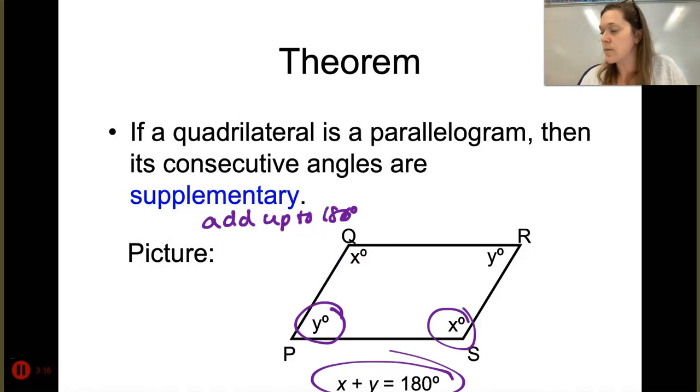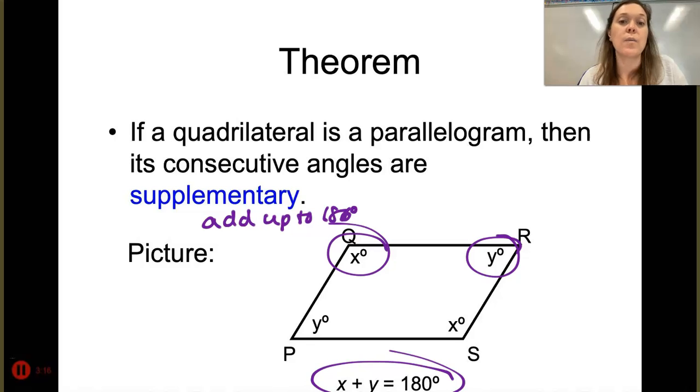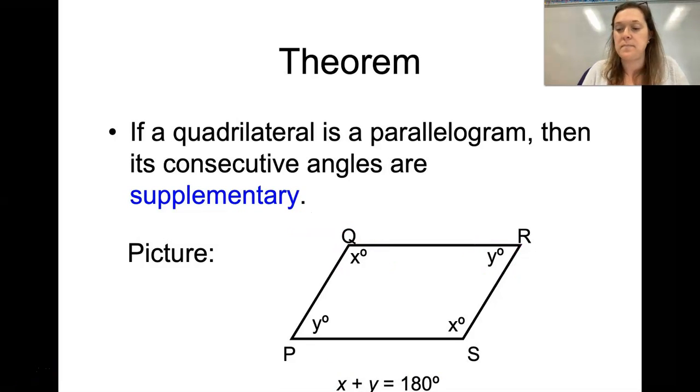These two angles of x plus y should equal 180 degrees. These two angles of x plus y should equal 180 degrees. And the last set, these two angles of x plus y should equal 180 degrees.